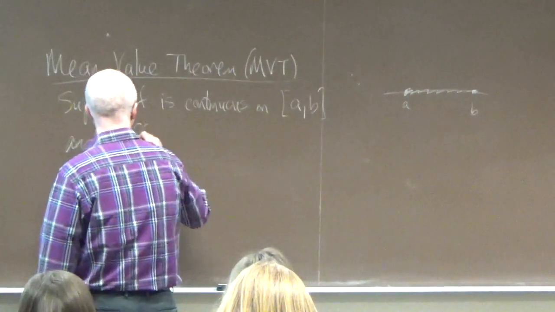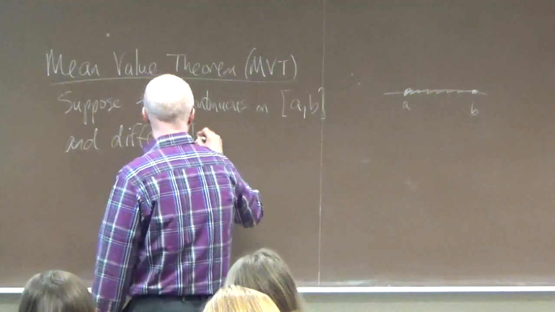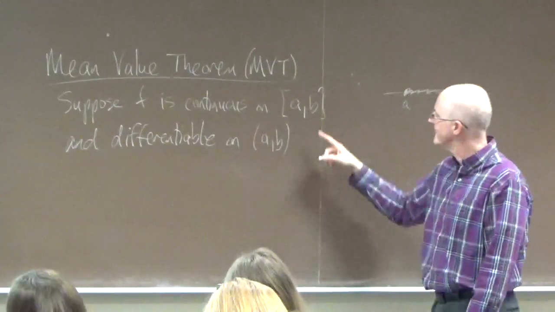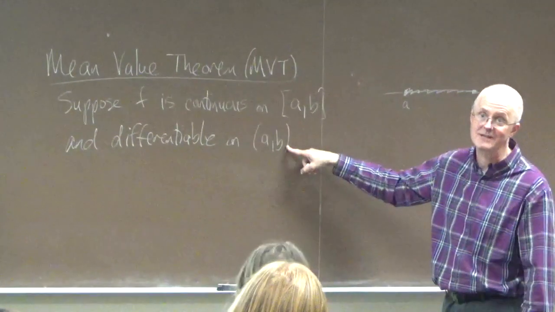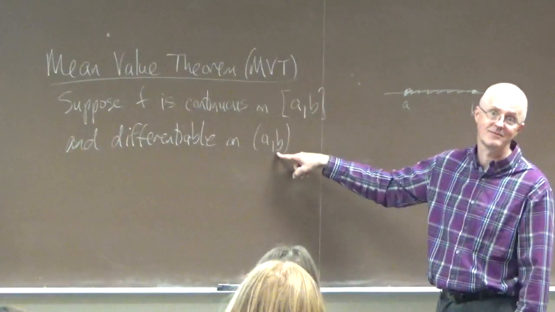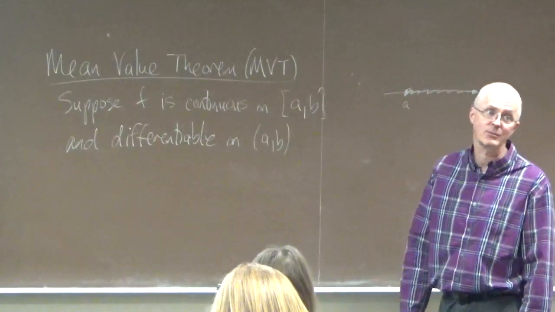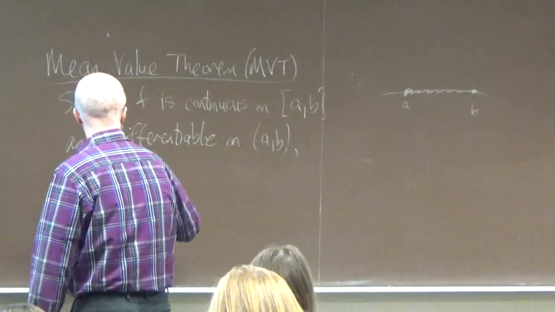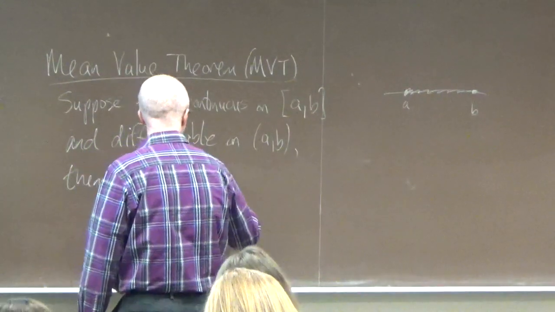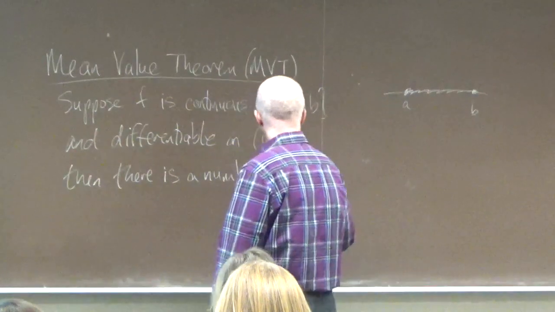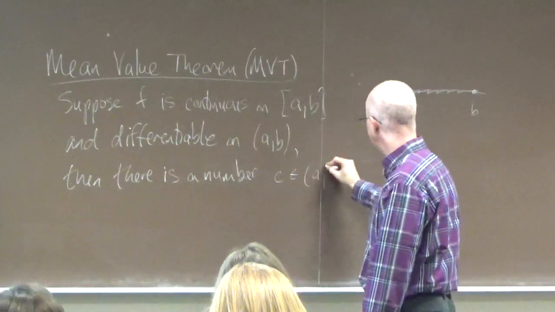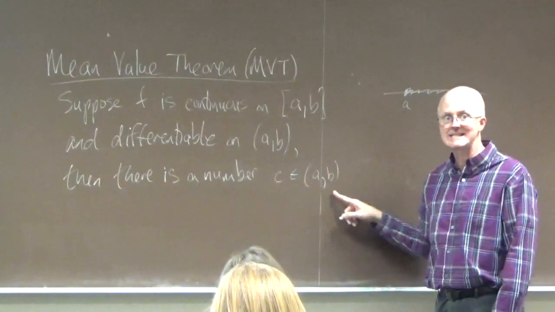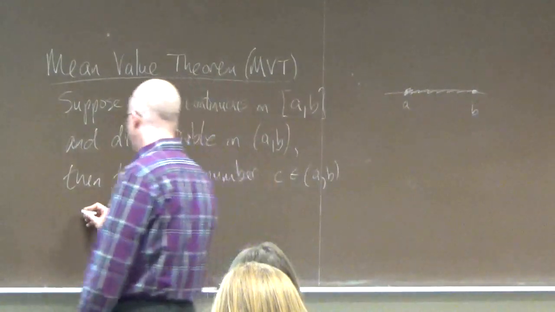And differentiable means it has a derivative on the open interval from a to b. Why is that one closed and this one open? I'll show you today. There's an example that will illustrate that this is good enough. We could assume it's differentiable in the closed interval as well, but it's good enough to just assume the open interval. Then there is a number c that's an element of the open interval from a to b. Again, this symbol here means is an element of, or is in, this set. Such that, how do I remember this?